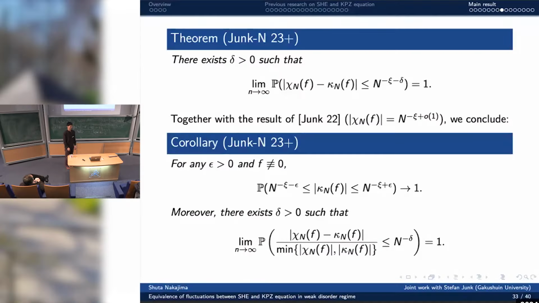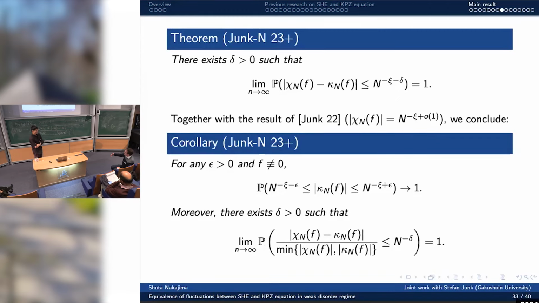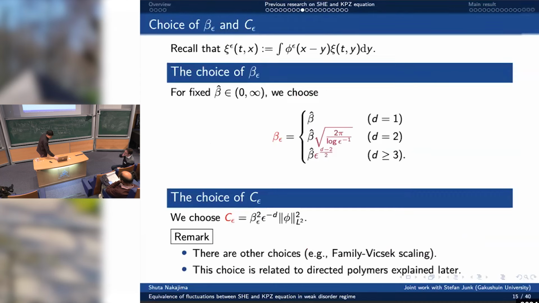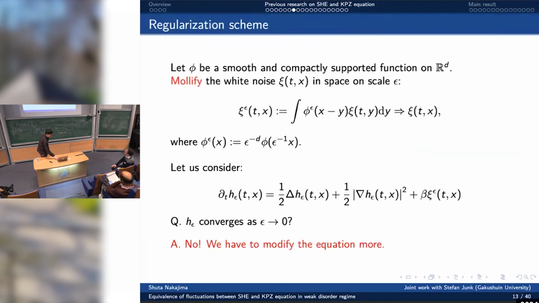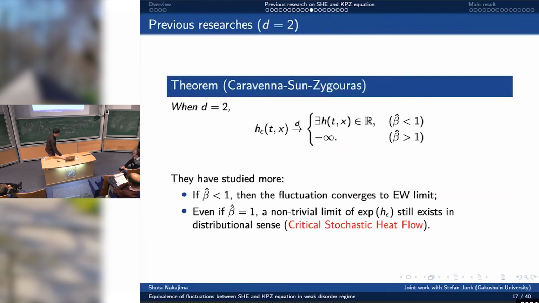Do you believe you can push your approach up to beta hat c? Maybe not with a delta like in your theorem, but maybe obtain a tightness result? So you mean beta equal beta c? Beta equal beta hat c. I remember that you mentioned that there is still a critical limit. So you're talking about the 2D case? Maybe it was in the continuum case. Yes, it was continuous.